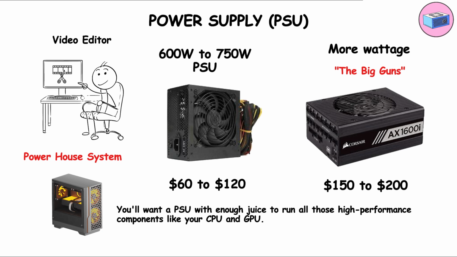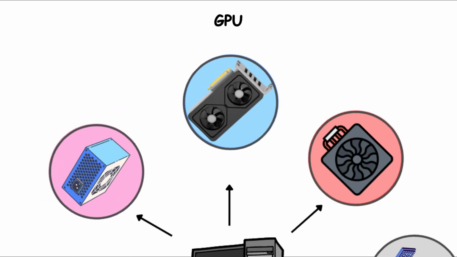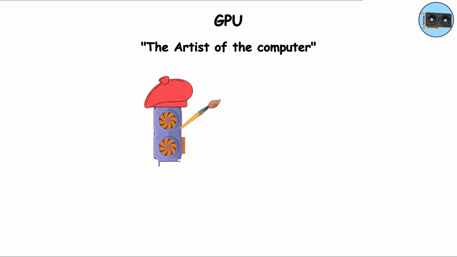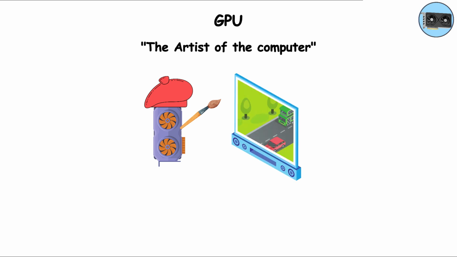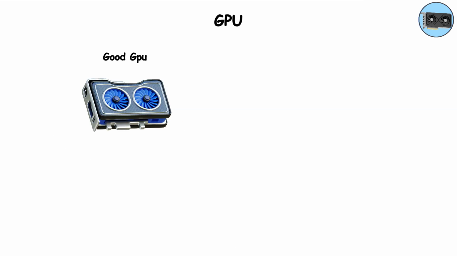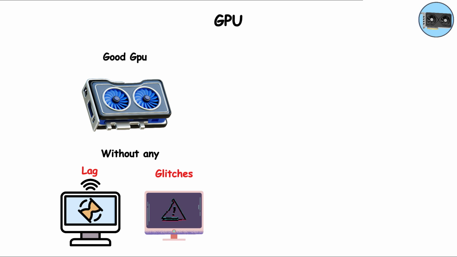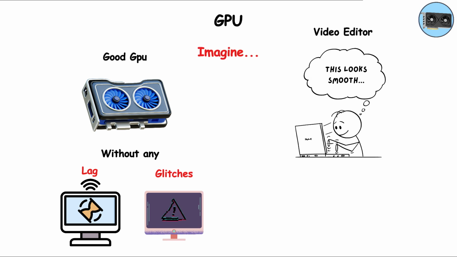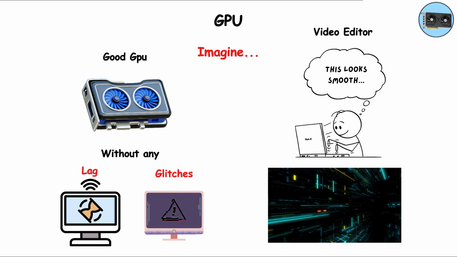GPU, I like to call it the artist of the computer. This is the component responsible for all the visuals you see on your screen, whether you're watching a movie, playing a game, or, you guessed it, editing videos. A good GPU makes sure all those graphics look smooth and sharp without any lag or weird glitches. So imagine? Yep, you're still a video editor. You're working on some stunning 4K footage. The GPU makes sure everything looks amazing while you're editing.